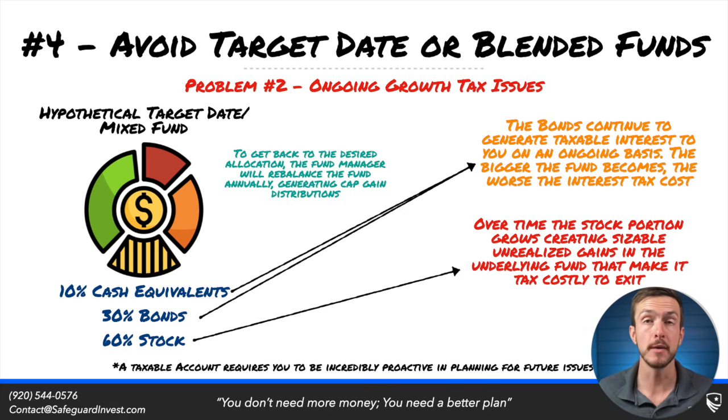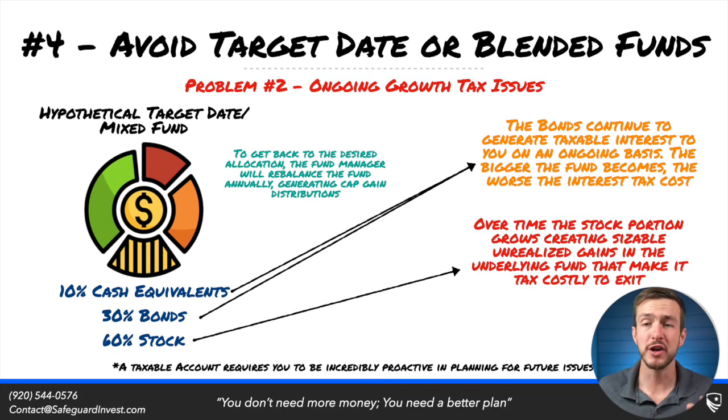On top of that, however, the bigger the position grows, the more you are going to have invested in bonds, which generates interest. So right now that interest might not be a big deal or pain in the butt. Wait 10 years until that position has doubled. On top of this, because the stock position in the fund will likely grow faster than fixed income, the overall fund is going to have unrealized gains, which makes it more difficult to exit later.